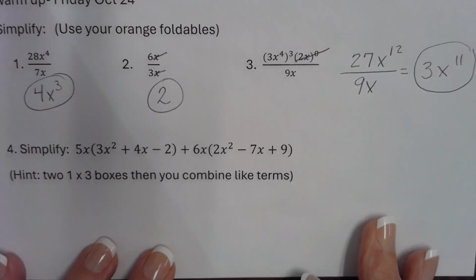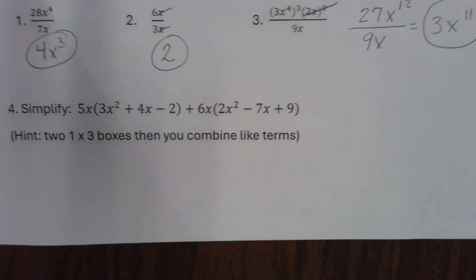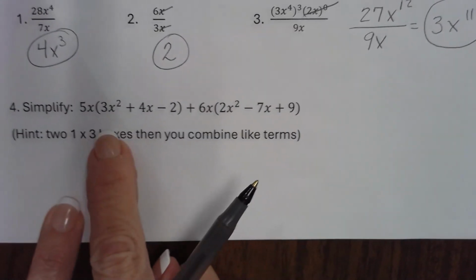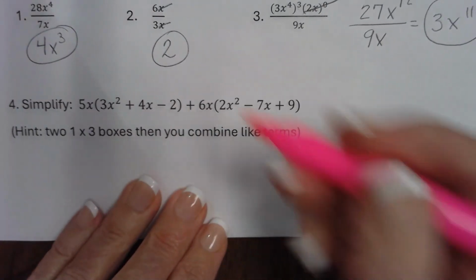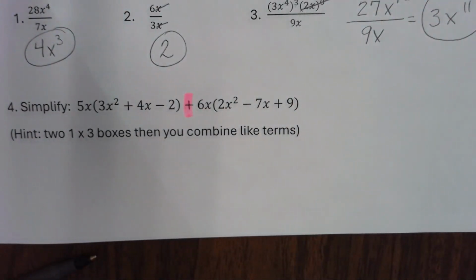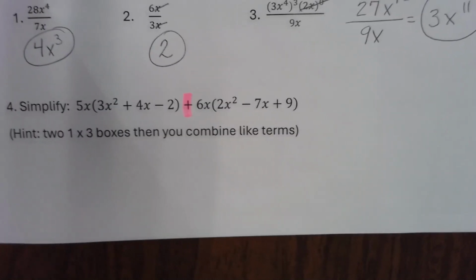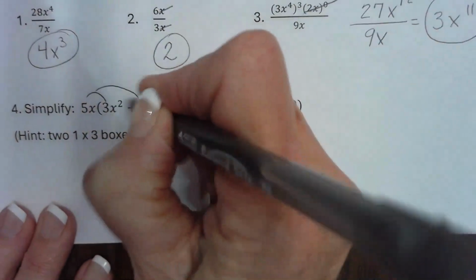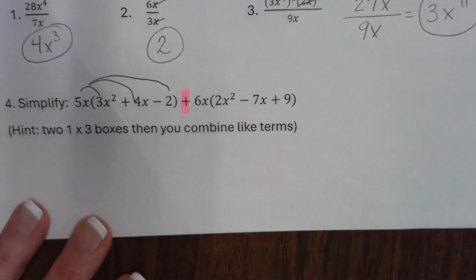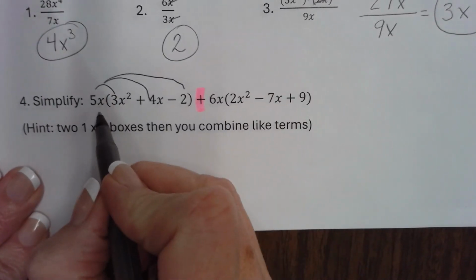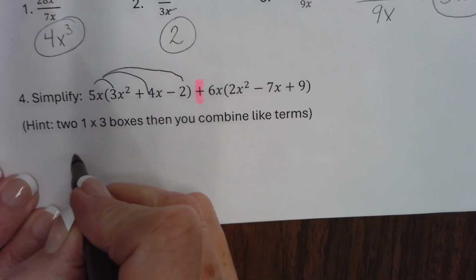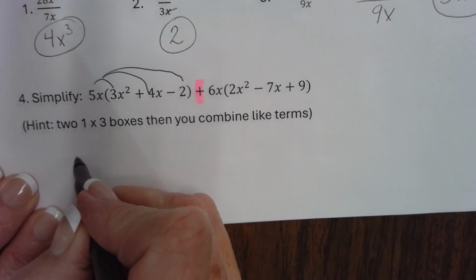Okay? All right, my hint for this is that you do a 1 by 3 box, a 1 by 3 box, and then because of this plus sign, after that, you're going to combine any terms that you can combine. Some of y'all probably realize you don't have to draw the box. This is nothing more than a distribution problem. That's all it is. That's distribution, and you combine like terms. The boxes just help you keep everything organized, okay? So, make sure you're adding powers, okay? Make sure you're adding powers.